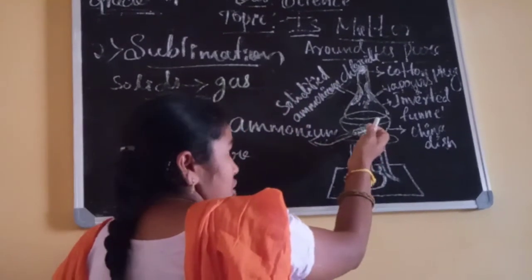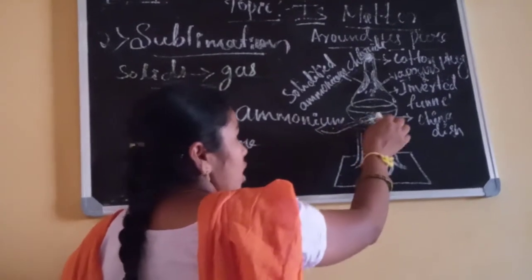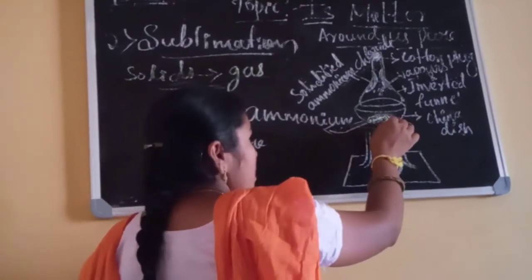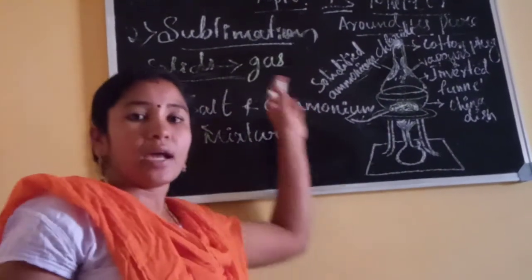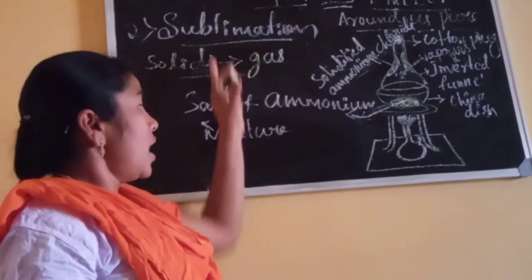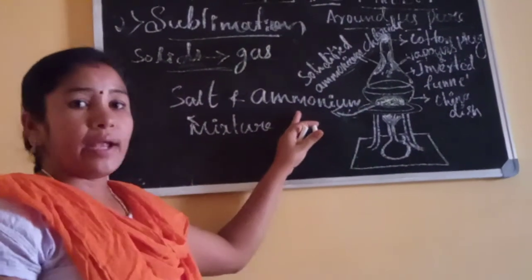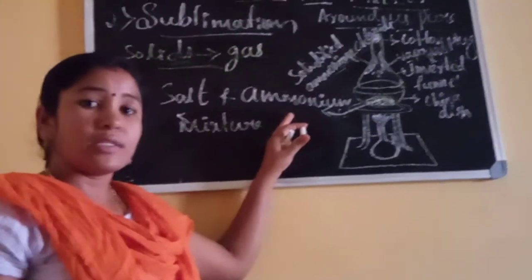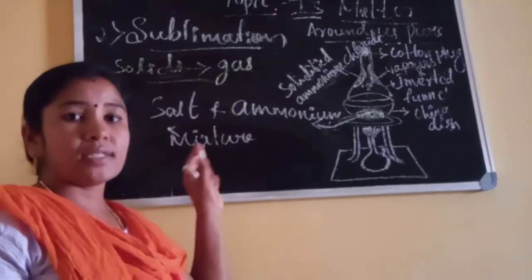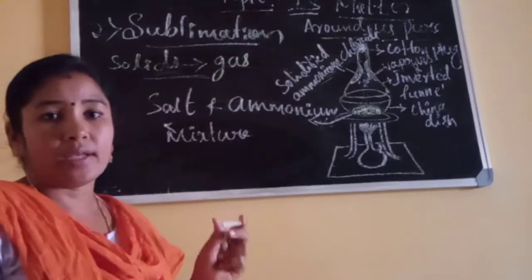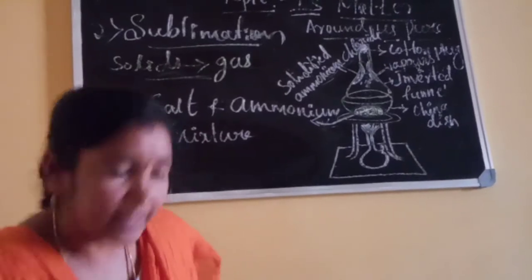From that mixture of salt and ammonium chloride, salt will be left over in the china dish, and ammonium chloride we can separate through the method of sublimation. Not only ammonium chloride, camphor and naphthalene balls also can be separated through this method. Understand? Now you know about sublimation. Now let's see another technique.